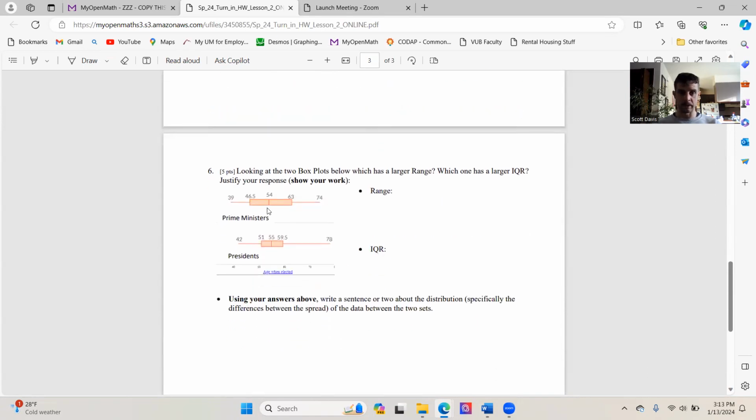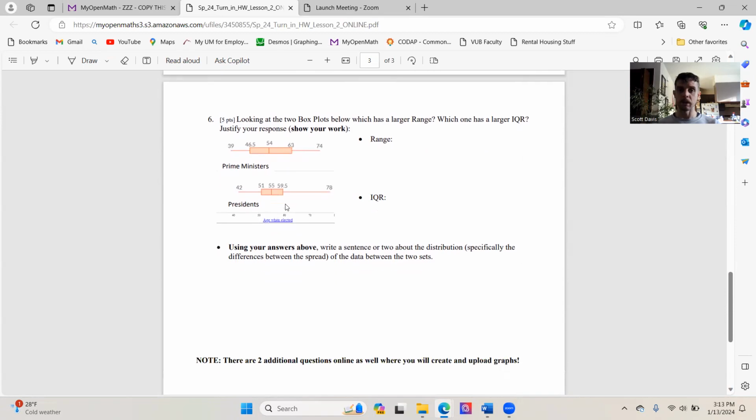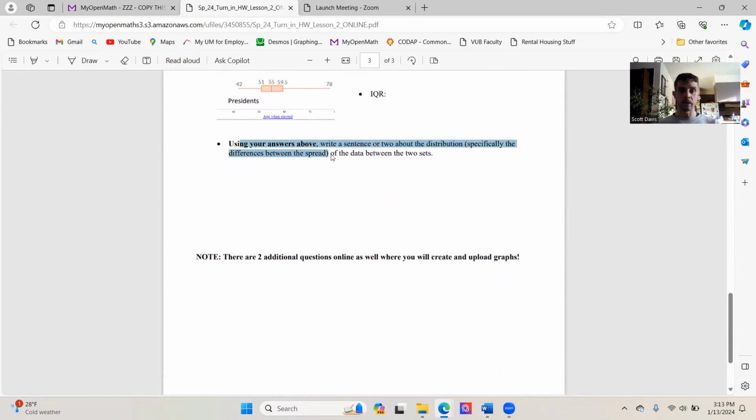Here is a couple box plots of the age of prime ministers when they were elected and presidents. Calculate the range and IQR. Show your work again. Which one has a larger range? Which one has a larger IQR? And then use those answers.